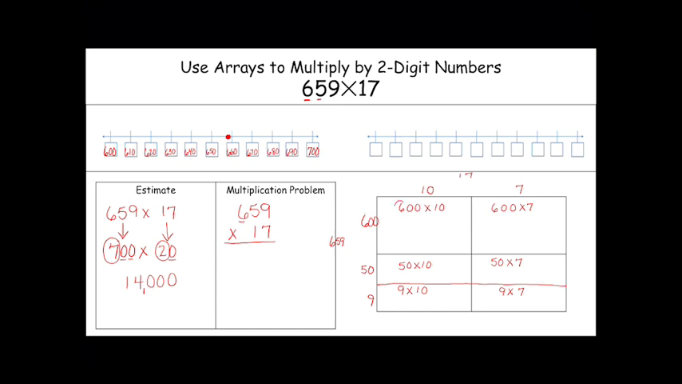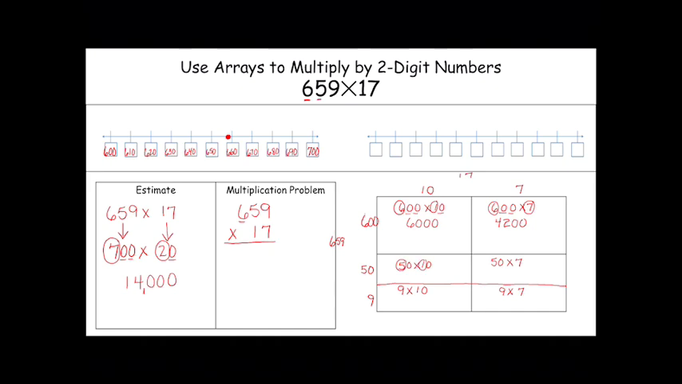Now I'm ready to get started. Circle the basic fact. 6 times 1 is 6. 1, 2, 3 zeros in my factors. 1, 2, 3 zeros in my product. 6 times 7 is the basic fact, it's 42. 1, 2 zeros in my factors, 1, 2 zeros in my product.